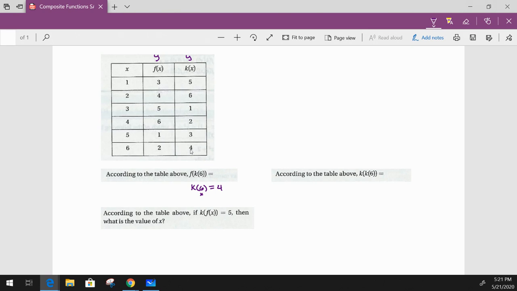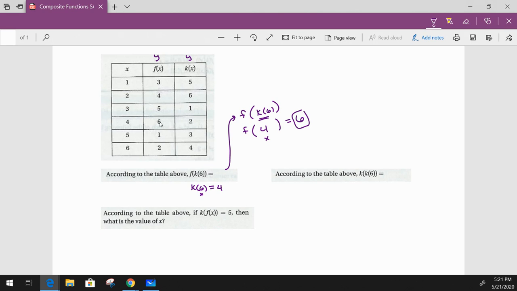If we look at our x-coordinates here, look at 6. What's the k of 6 value? 4. So to find f of k of 6, and k of 6 we just determined is 4, now our x-coordinate is 4, but we're substituting it into the f function. If we look at our x-coordinate of 4, the f of x function gives us 6.